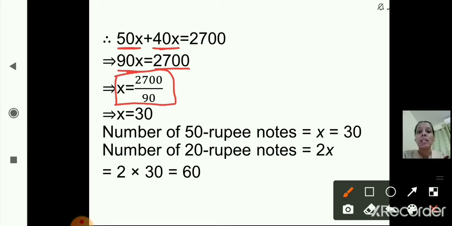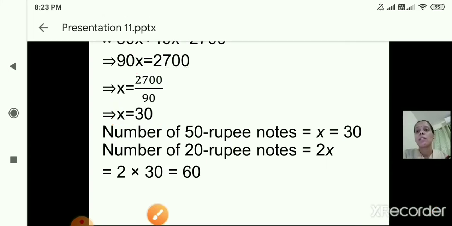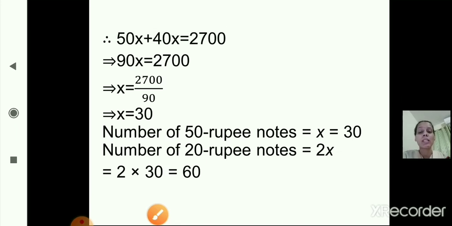So we will cancel this. 2700 divided by 90 is 30. So x is equal to 30, means the number of 50 rupees notes is 30, and the number of 20 rupees notes is 2x, means 2 multiplied by 30, that is 60. So Shubhangi has 30 notes of 50 rupees and 60 notes of 20 rupees. Okay, so this is the sixth question from practice set 36.